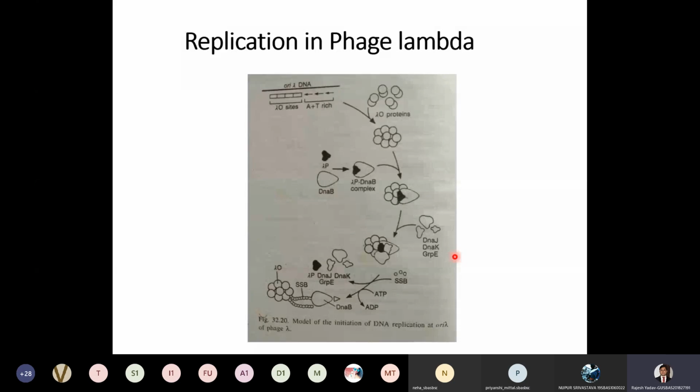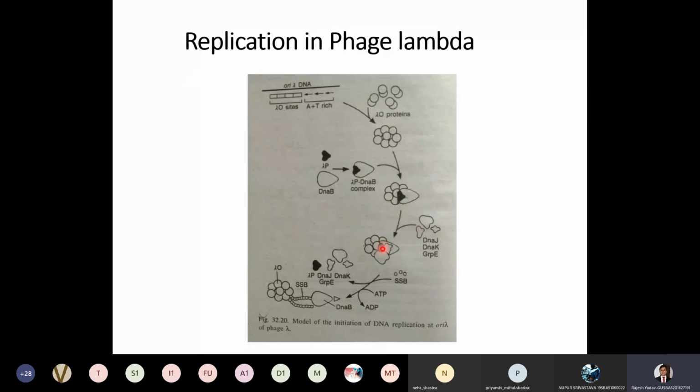Although heat shock proteins have multiple functions, here their function is just helping in the replication process. They will help in the binding of the DNA B protein and DNA C protein properly on the DNA. So now here the three proteins DNA J, DNA K and GrpE, these heat shock proteins, will bind with the DNA and this complex will form.